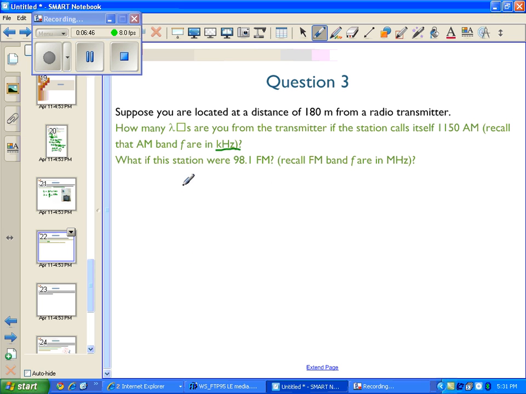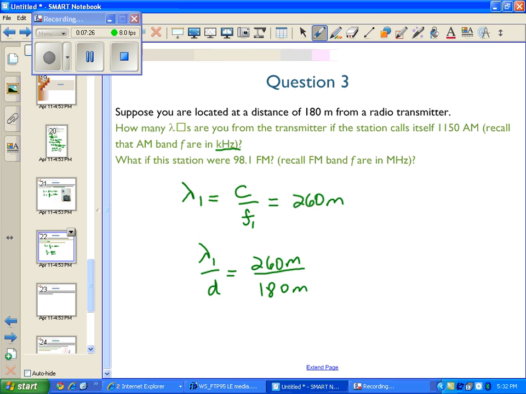So here, the first case is the AM, and in the case of the AM, if we take c divided by the 1150 kilohertz frequency, we get a wavelength of 260 meters. So if we are 180 meters from the radio transmitter, that means that the wavelength divided by the distance is going to be 260 meters divided by the distance, which means that the wavelength is 1.44 the distance of where we are located.